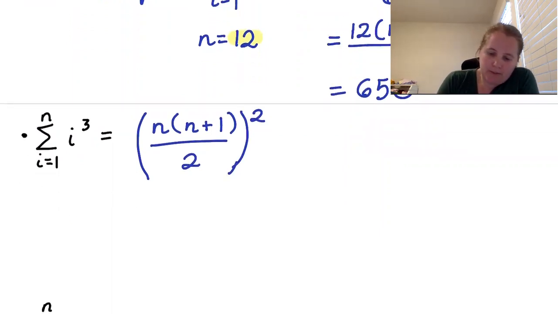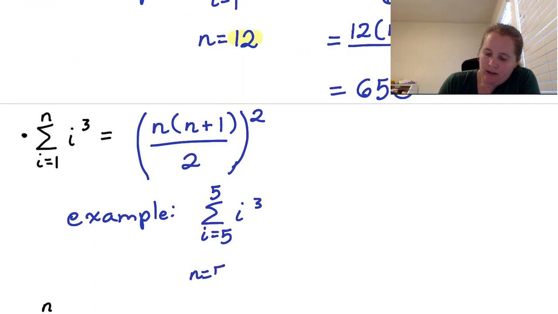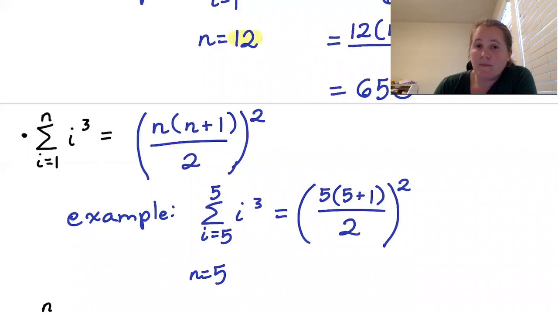So for an example, if we wish to find the summation from i equals 1 to 5 of i cubed. Here my n is equal to 5. So I am doing 5 times 5 plus 1 divided by 2, or 5 times 6 divided by 2, which is 15, and then squared. And we wind up with 225.